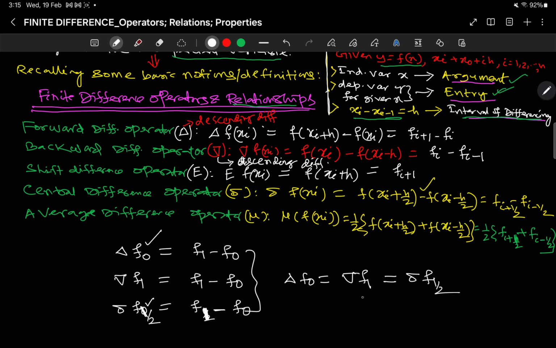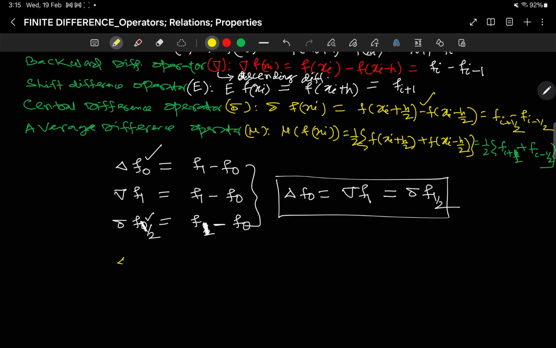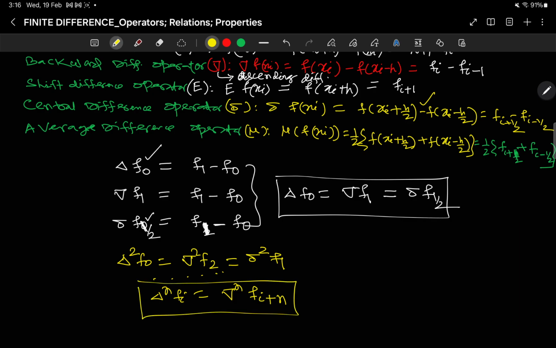We see here delta f0 is the same thing as inverted delta f1, which is the same thing as central delta f_(1/2). Similarly for higher order differences, delta square f0 will be inverted delta square f2, which will be central delta square f1, like that. In general, delta^n f_i is inverted delta^n f_(i+n). So this is the connection between forward and backward differences.